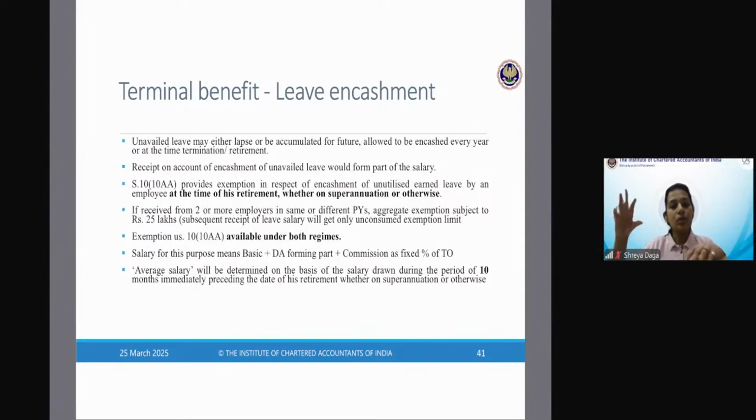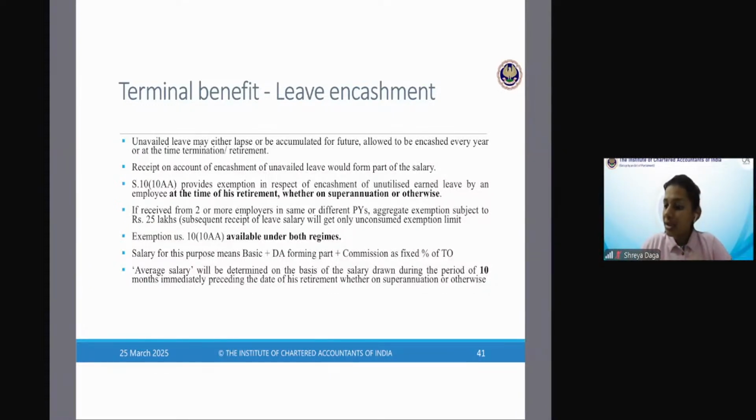Leave encashment also, we found that there is an overall capping, like it was 20 lakhs in gratuity, it is 25 lakhs in leave encashment. This is also available under both regimes. This also you can get more than once, but the next time you get it, you need to use the unused limit out of 25 lakhs.